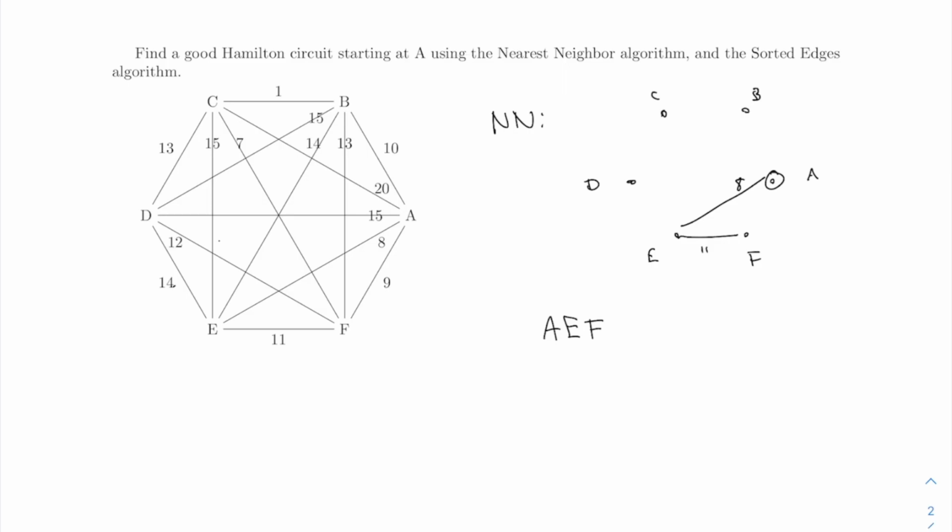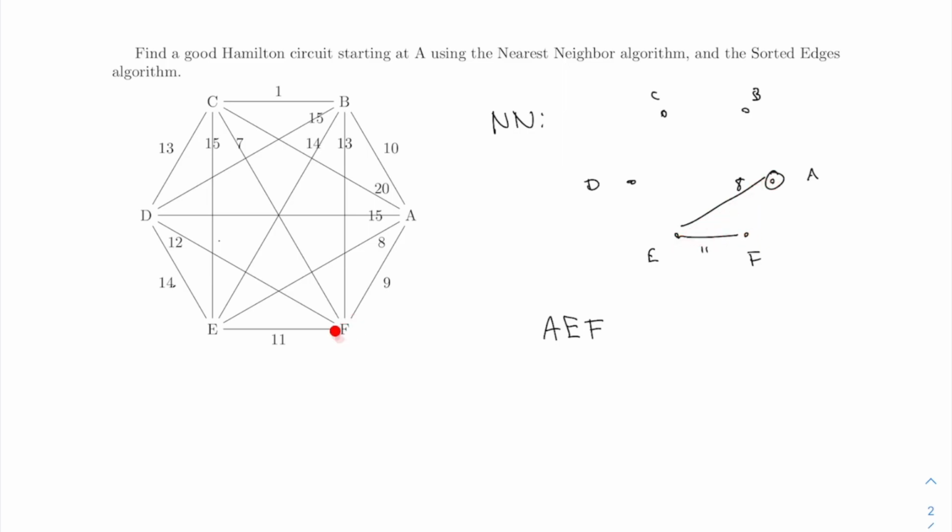And I said Hamilton circuit starting at A using the nearest neighbor. I didn't say the repeated nearest neighbor, which is the one where you have to do it from every different starting point. Just nearest neighbor starting at A. You start at A. I find rather than drawing on the picture itself, I like to make a little sort of side diagram. A to E for 8, then E to F.